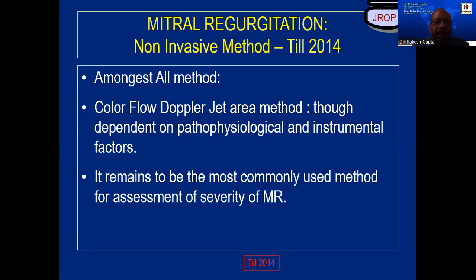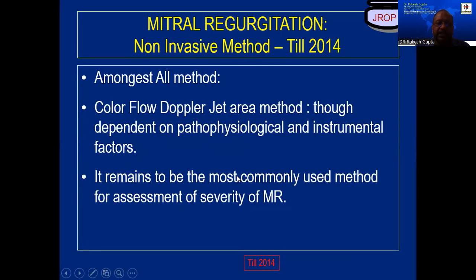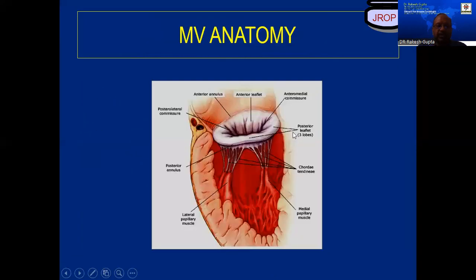As I said a few minutes back, amongst all methods, the color flow Doppler jet method, though dependent on many pathophysiological and instrumental factors, is still the most important for day-to-day evaluations. And after 2014, what are the new methods that we advise? We start looking at vena contracta, PISA method, LA and LV dimensions, ejection fraction, and symptomatology. And look, these area methods do not figure from 2014 onwards.